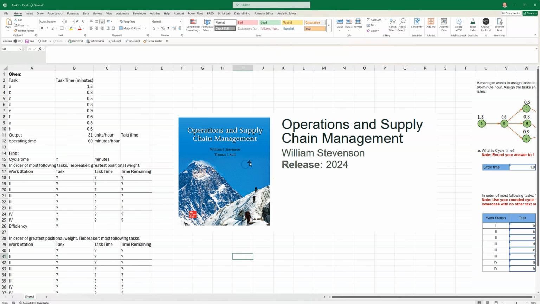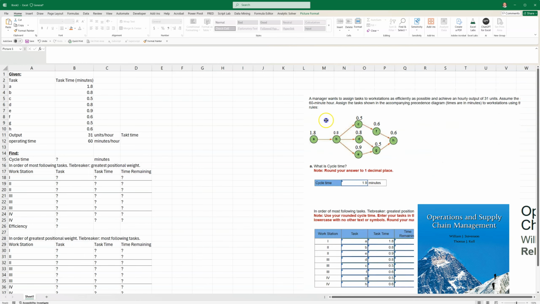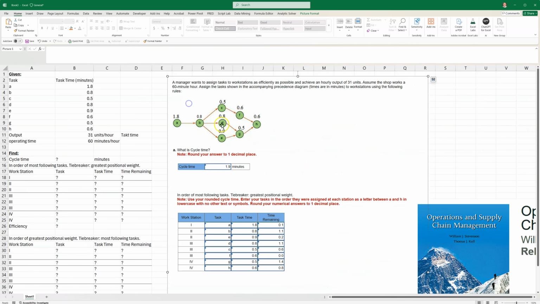A very good book. If you need a good reference book, it's full of a lot of really good stuff. So anyway, this is where I took this problem from. And what we have here, let's just read the problem.